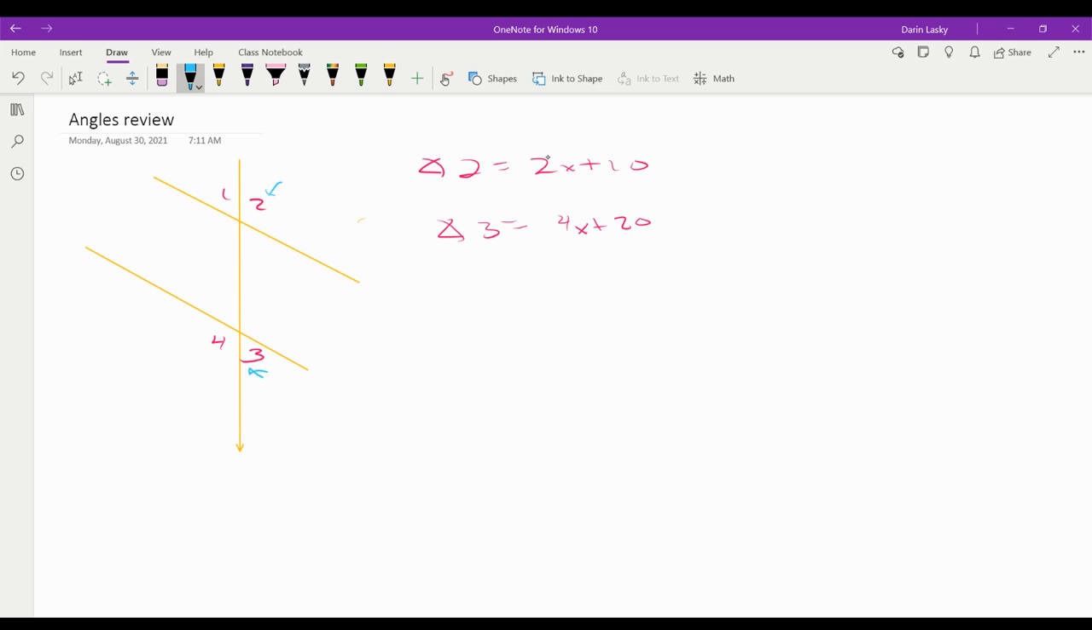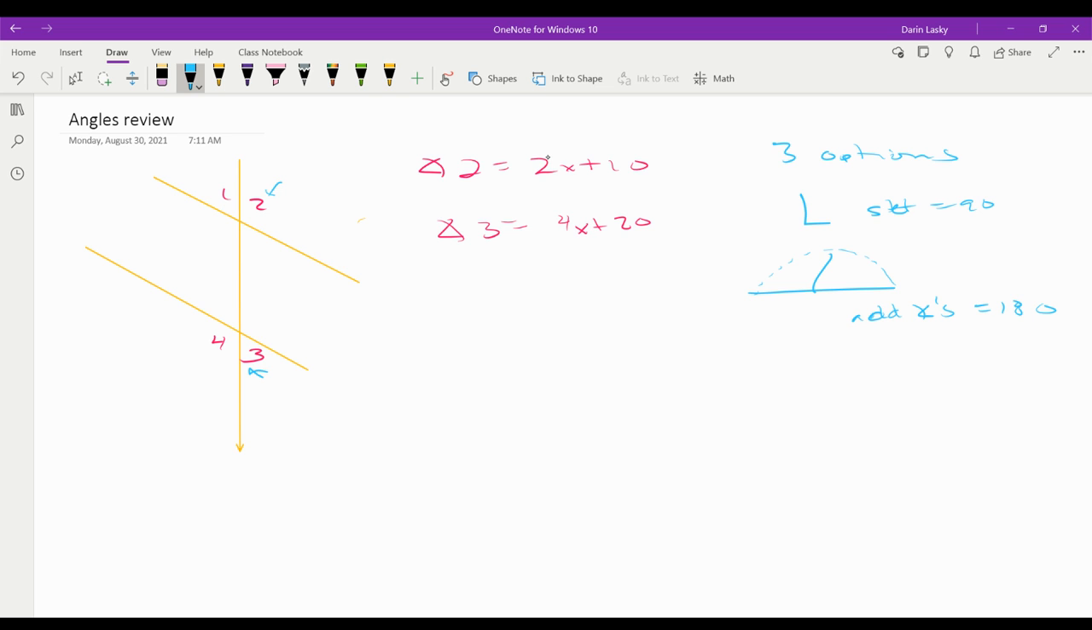So just remember, you have three options when it comes to angles. You have an L shape, which is going to be set equal to 90. You have a half circle version of it, where we're going to add the angles and set them equal to 180.